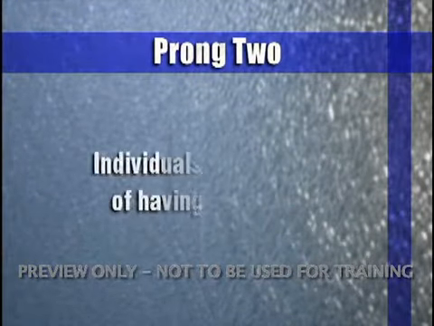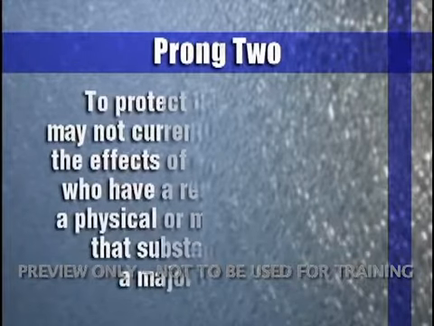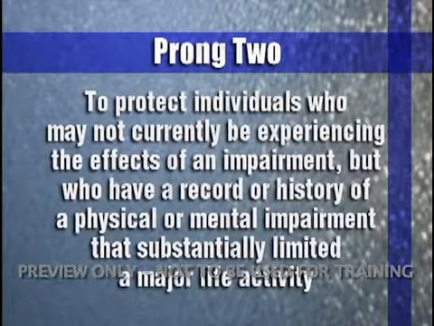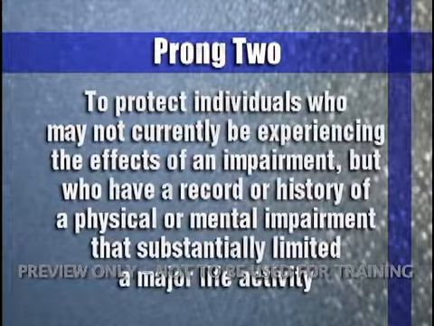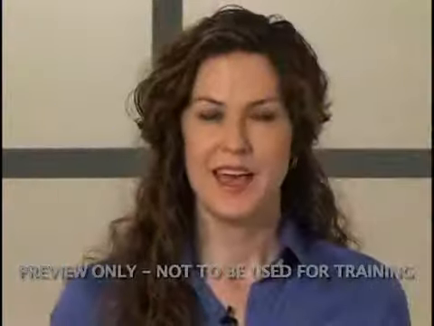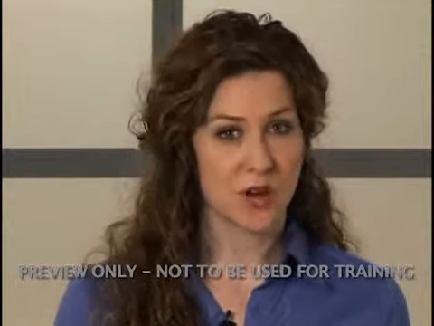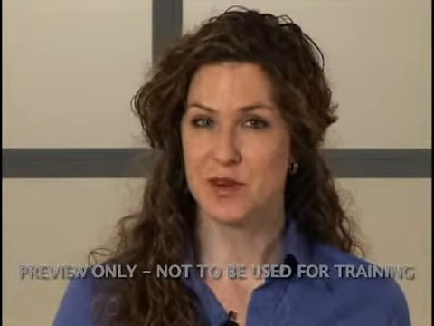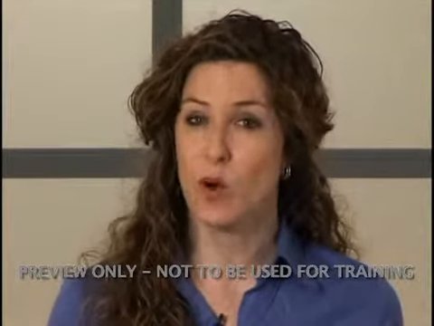What about the second prong, individuals with a record of having a condition? This prong of the definition of disability is designed to protect individuals who may not currently be experiencing the effects of an impairment, but who have a record or history of a physical or mental impairment that substantially limited a major life activity. An example of an individual who fits this prong of the definition is someone who has recovered from cancer or who is in remission but who believes their employer is denying them a promotion because they once had the disease.